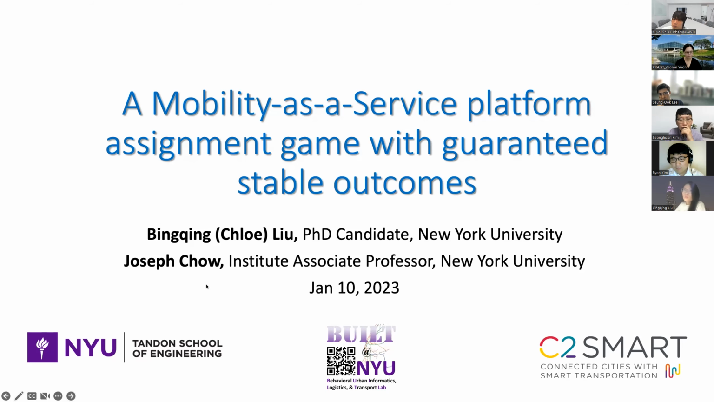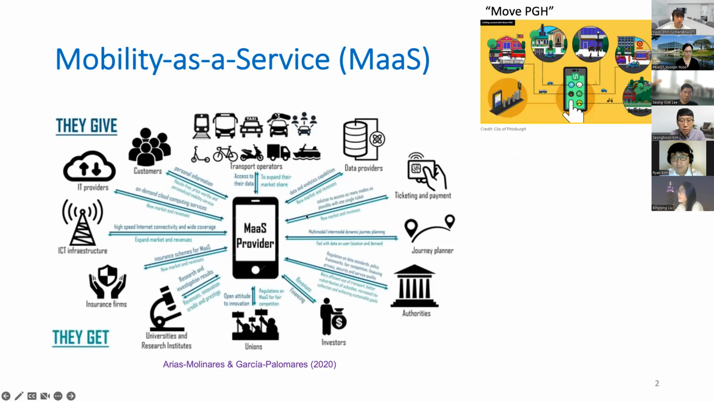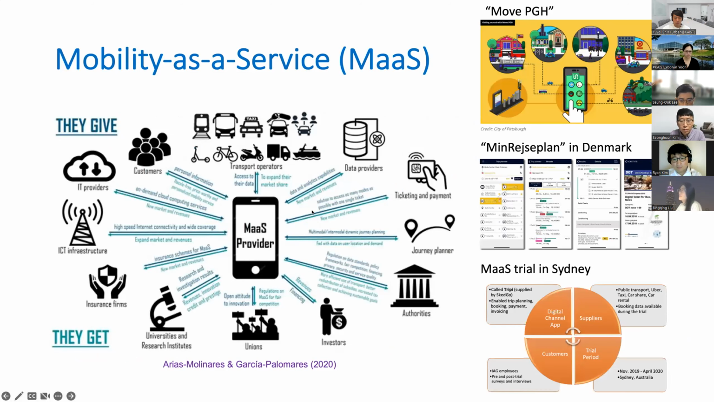Okay. So first, let's look into what mobility as a service is. Basically, mobility as a service is a type of platform that incorporates different types of mobility services. For example, Uber, Lyft, and traditional mass transit will all be taken into this platform. Users on this platform will be able to book a series of services, like a trip chain, using this joint digital channel, using one payment.